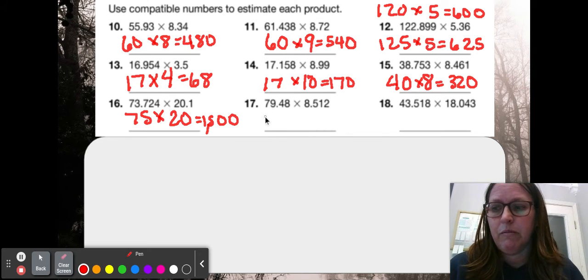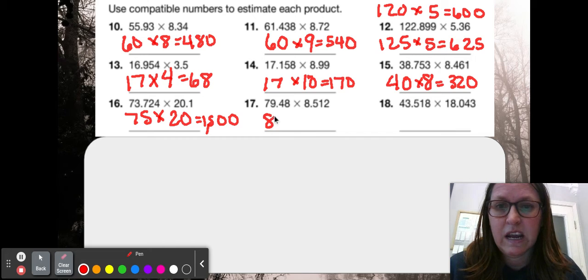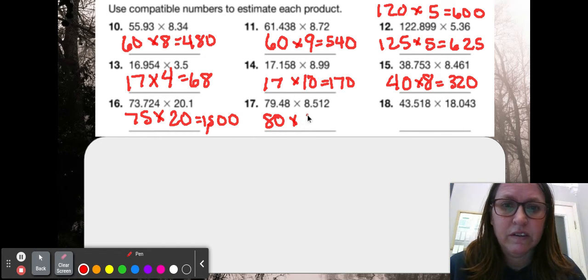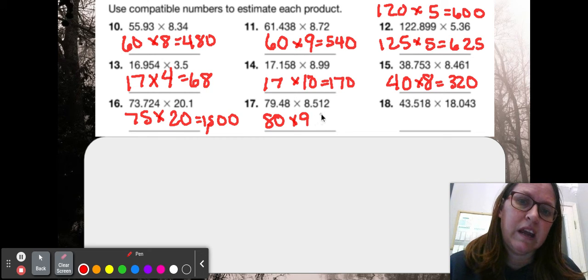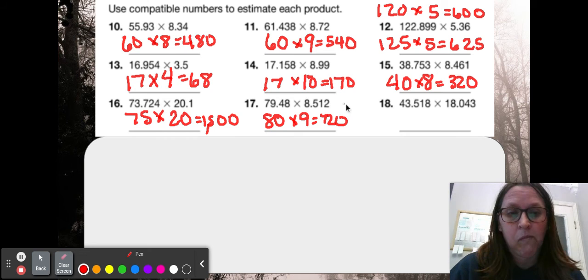So 79.48 is close to 80. 8.512 is close to 9. 9 times 8 is 72, and I'm going to add my 0 here.